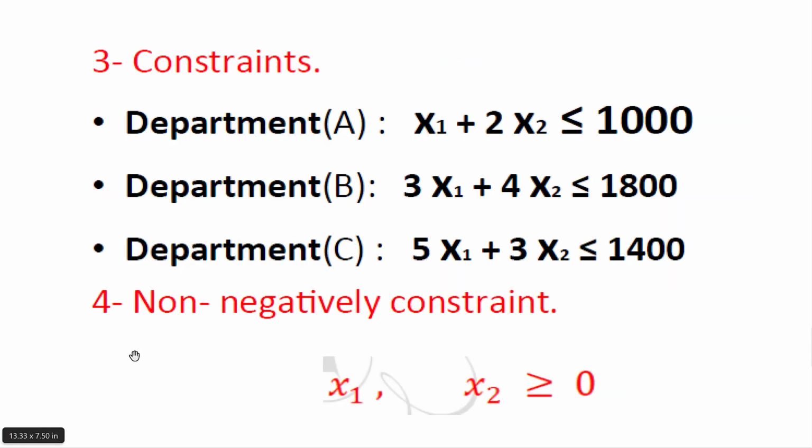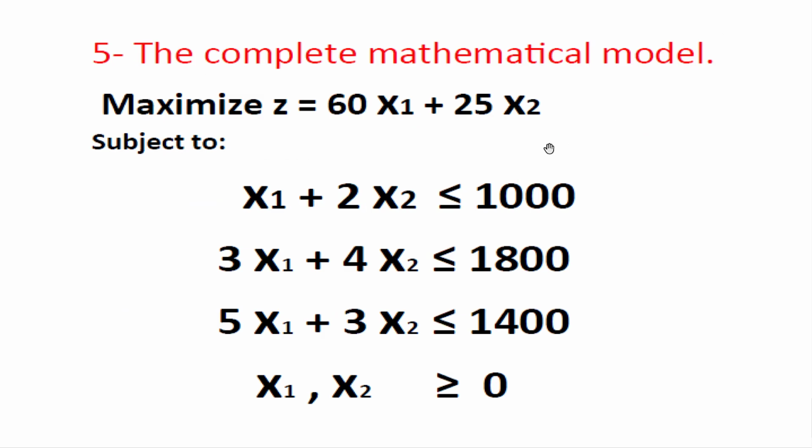And don't forget to write a non-negativity constraint in all questions. X1 and x2 here are decision variables, and they should be greater than or equal to 0. Step 5, the last step, we write again the complete mathematical model.